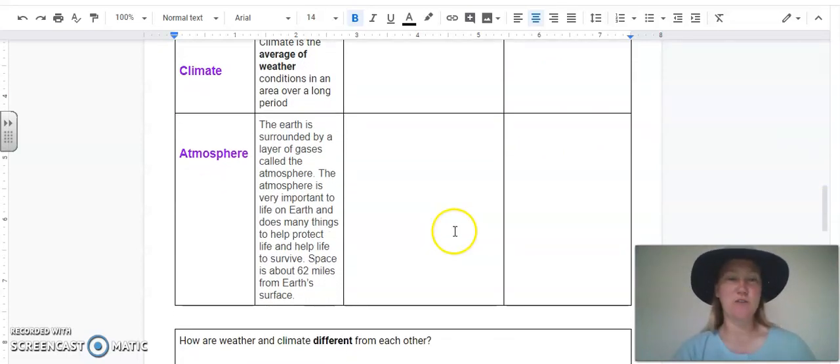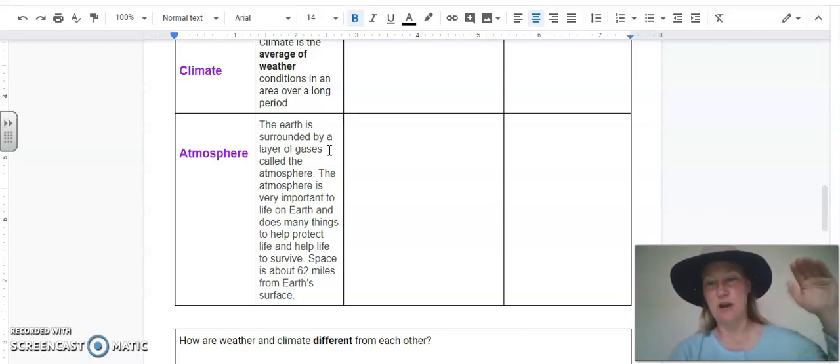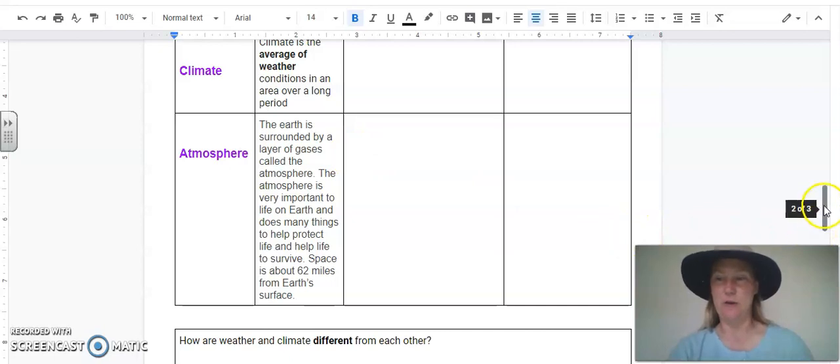And the atmosphere is really where this is all happening, in the lowest layer called the troposphere. The Earth is surrounded by this layer of gases, and it's called the atmosphere. The atmosphere is very important to life on Earth, and it does many things to help protect life and help life to survive. Space is about 62 miles from Earth's surface, so we have this 62-mile layer, and it's actually broken up into many different layers, and we'll look at that later. But it's really important for weather, especially that lower layer, the troposphere.